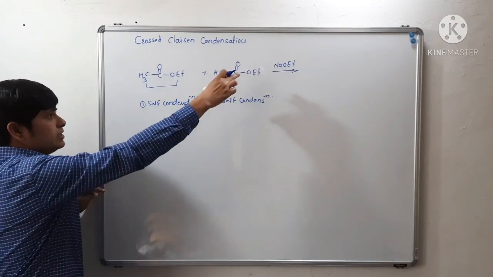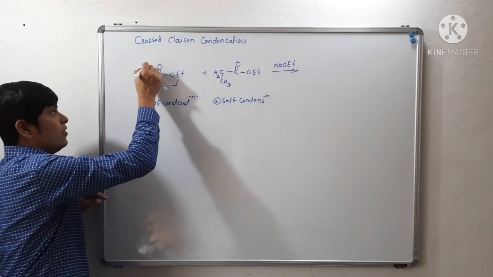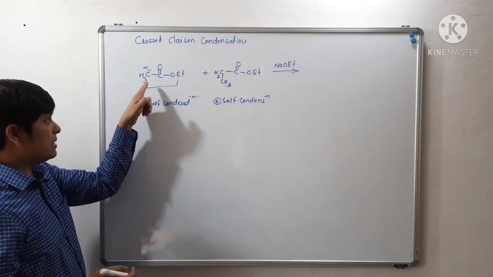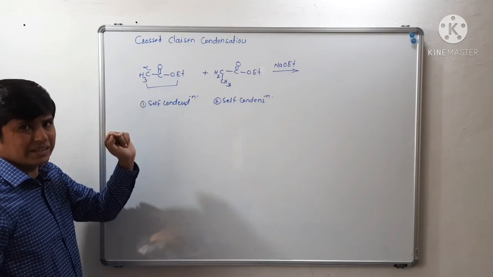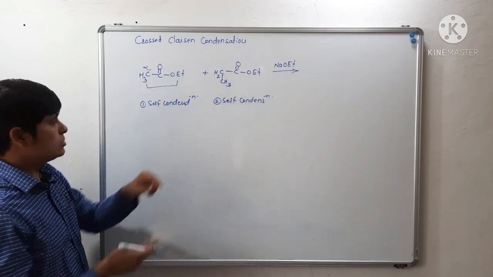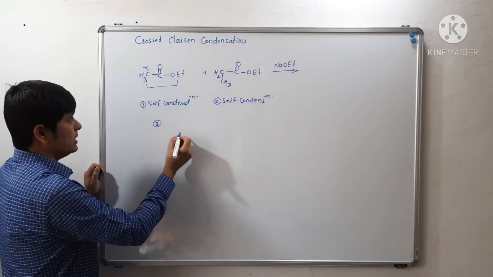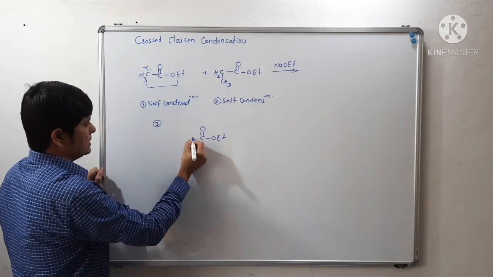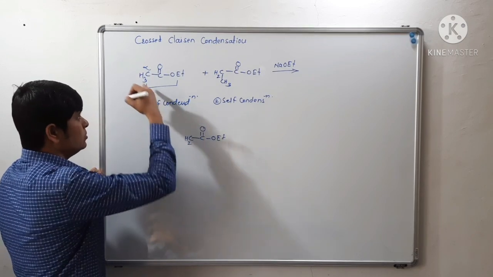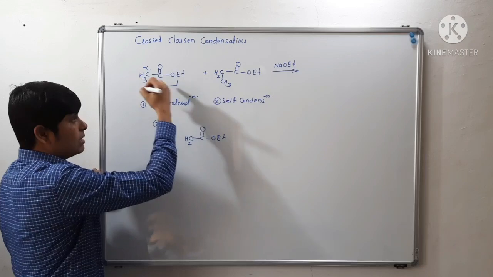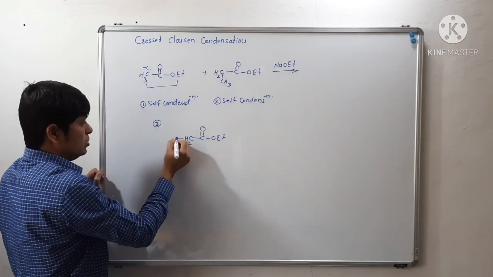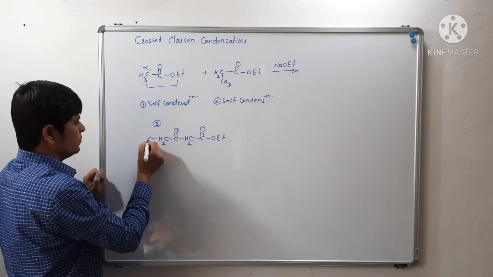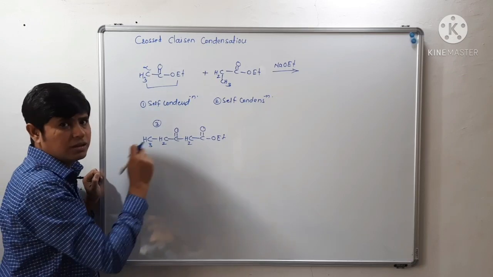Now when sodium ethoxide abstracts an alpha hydrogen from ethyl acetate, a carbanion will form. This will condense with the carbonyl of ethyl propanoate, and that will be the third product. It will be like this: the CH2 from this alpha carbon condenses with this carbonyl, so you have to write this carbonyl here, then CH2, CH3. So this is the third product.